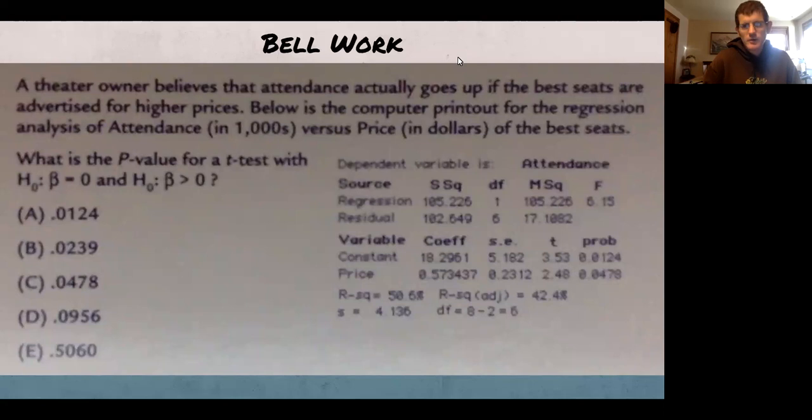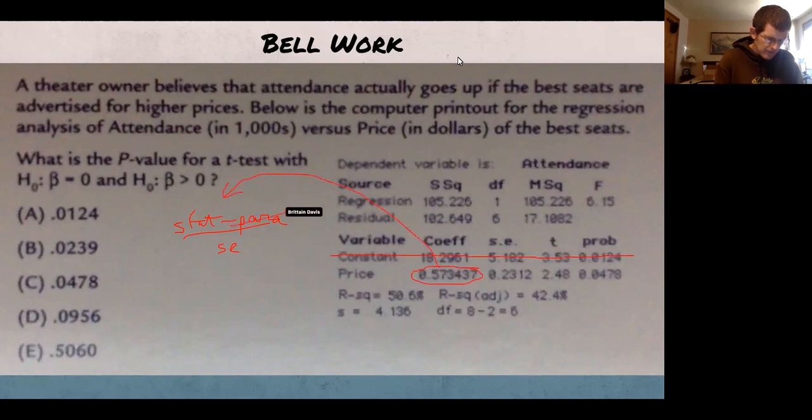We could do a more extreme calculation right here. When I say more extreme, I mean we could go through the full thing. It's going to be stat minus parameter divided by the standard error. And we've got those numbers right here. We don't care about the constant. So we can take our b and plug that in right here. We know this is going to be 0 because beta is 0 for the null. I can plug that in and calculate it out. Then we could use our degrees of freedom with a t-distribution and figure out the p-value.